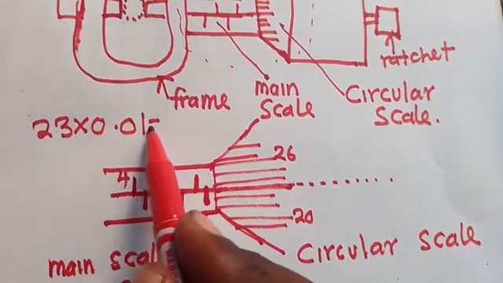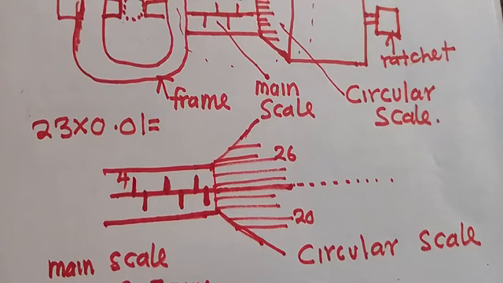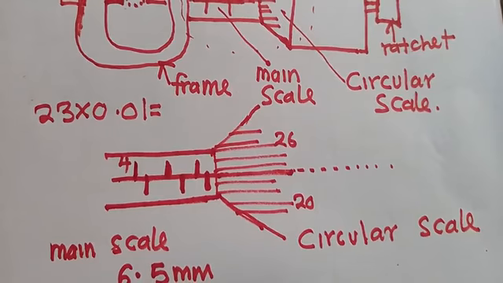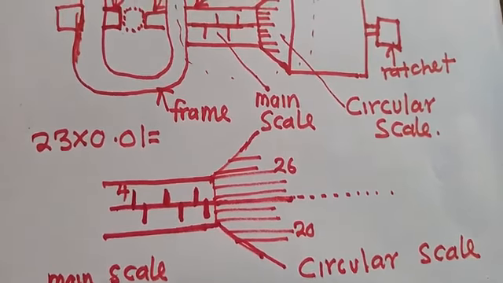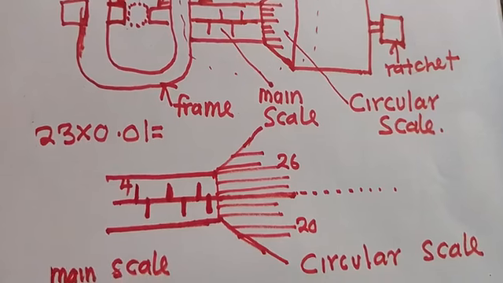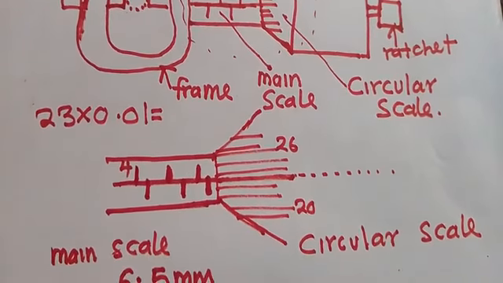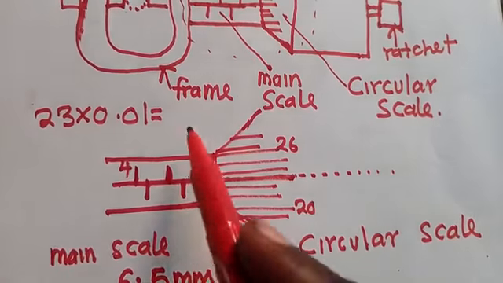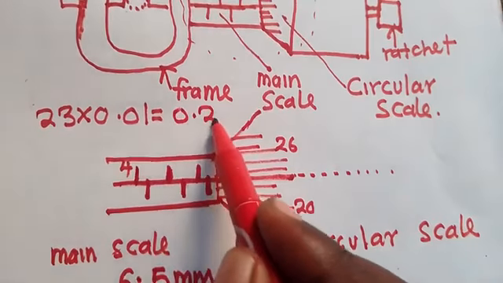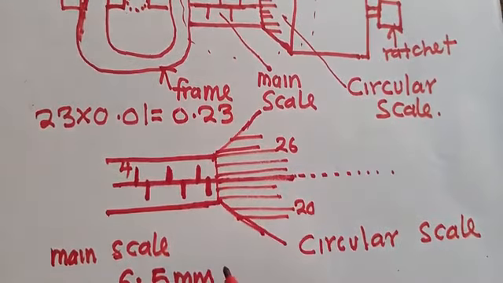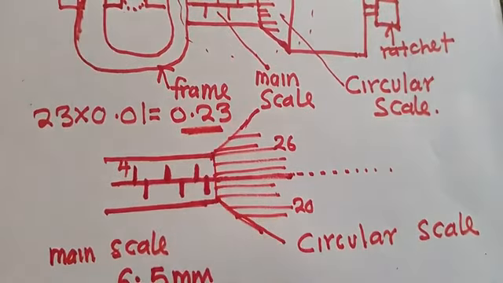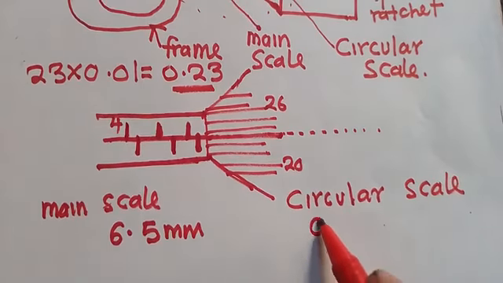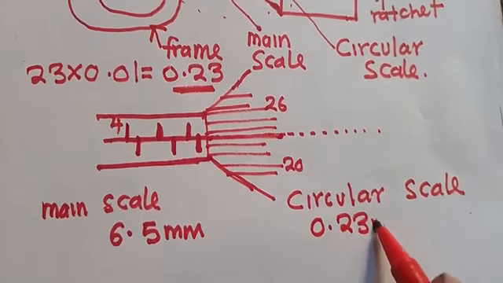0.01. What answer are you going to have when you multiply? Let's multiply. The answer that we are getting is 0.23. That is our answer. This is now the reading on the circular scale. So the circular scale is 0.23 millimeters.